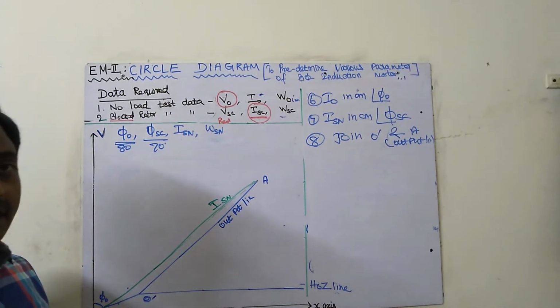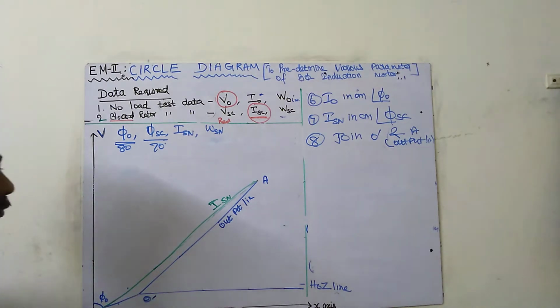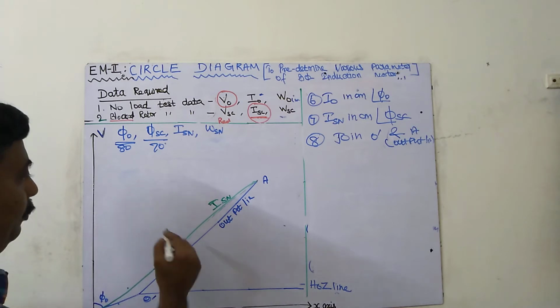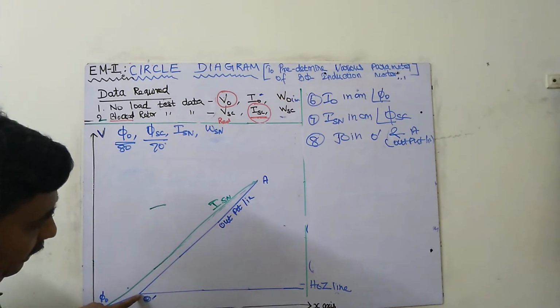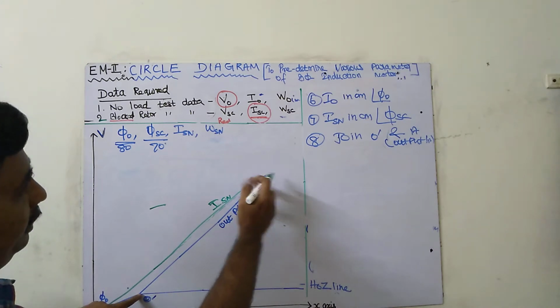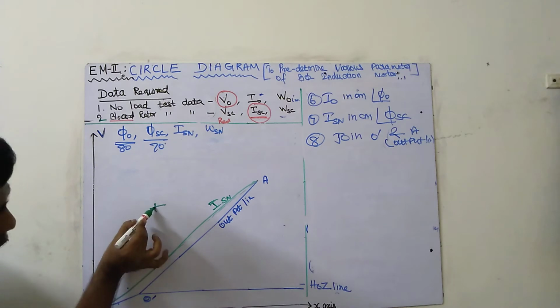Immediately after the geometry box was introduced, we only did this. So how to find this? We cut an arc from the O dash point, and from the A point we cut another arc here. Correct or not? And we have to join these two points.